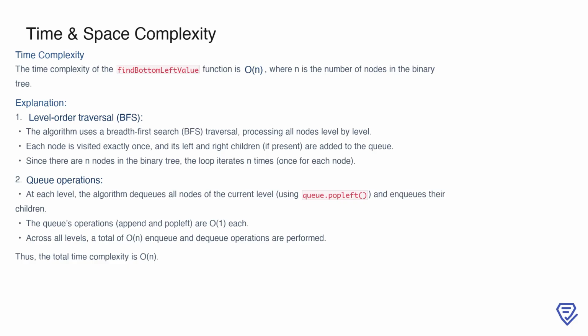This results in n iterations of the loop, one for each node in the tree. Additionally, the queue operations, such as appending a node to the queue or removing one with popleft, are performed in constant time, O(1). Since these enqueue and dequeue operations are performed exactly n times across all levels of the tree, the total time complexity remains linear, or O(n). This ensures that the algorithm efficiently processes all nodes without any redundant operations.